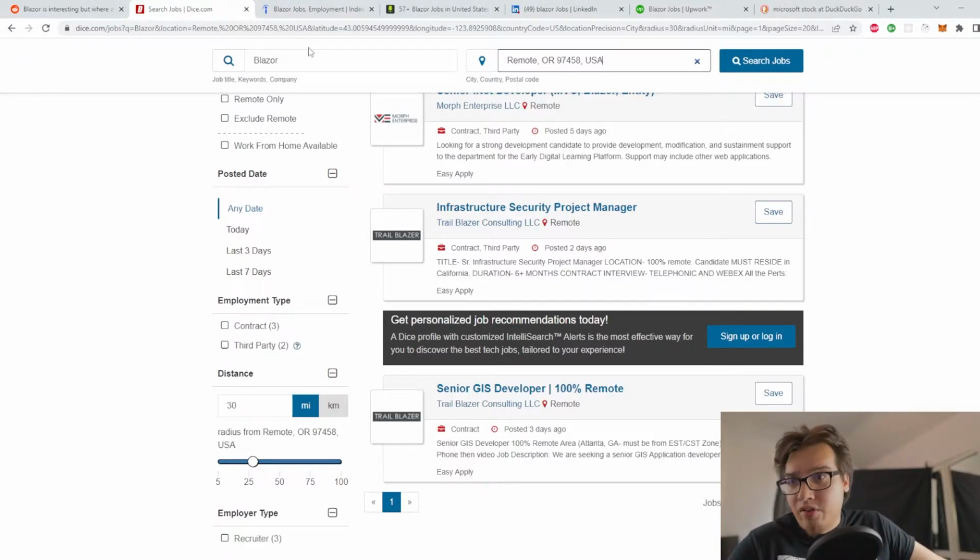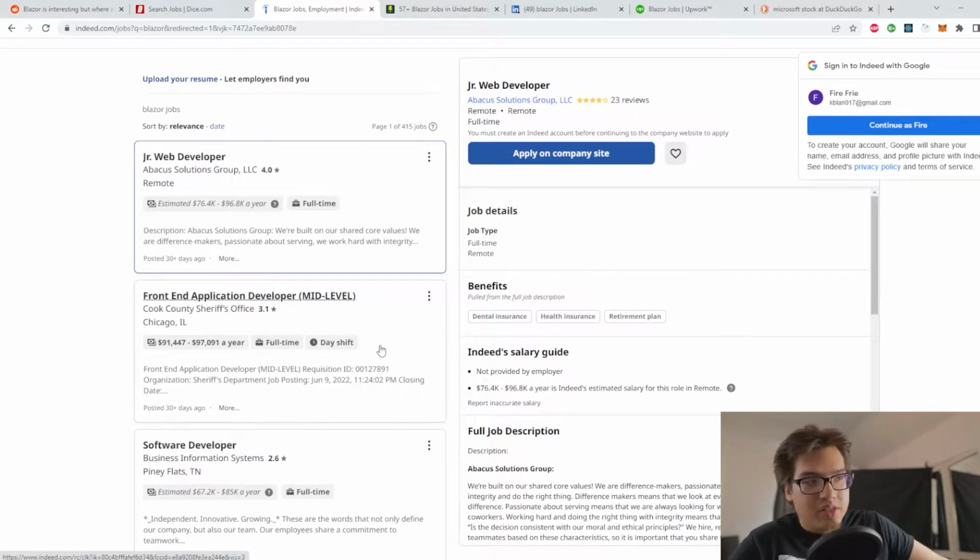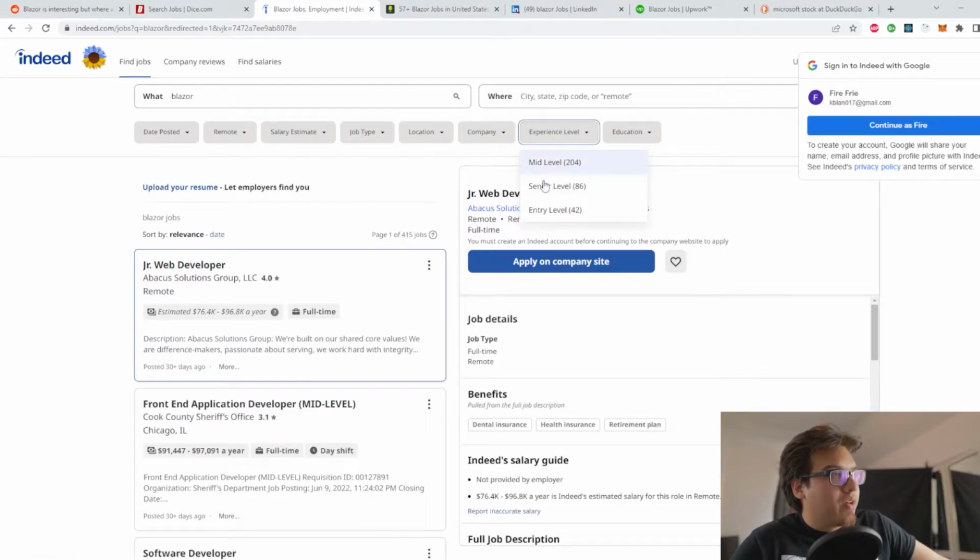But there are other websites that exist and there's other places you could look at. One of those places being Indeed. So what do we have here on Indeed? There's actually 400 jobs, more or less, that have Blazor in it somewhere. So if we look at the experience level, most of these jobs are mid-level jobs, then senior levels, and the one with the least amount of jobs are entry level.